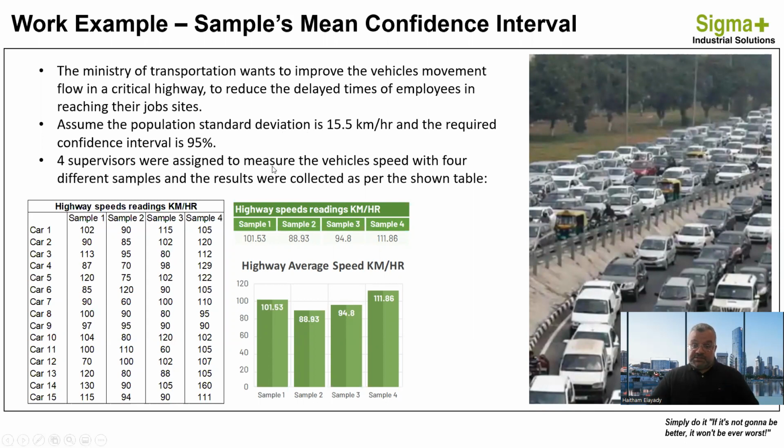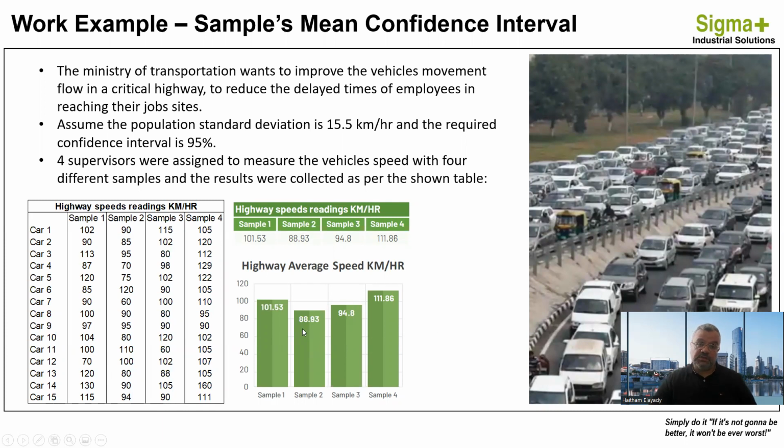As supervisors, we are assigned to measure the vehicle speed with 4 different samples, and the results we have collected are as per the shown table. So we have the table here with the 4 samples of vehicle speed measurements. Each sample contains 15 readings for the vehicle speeds on the highway.